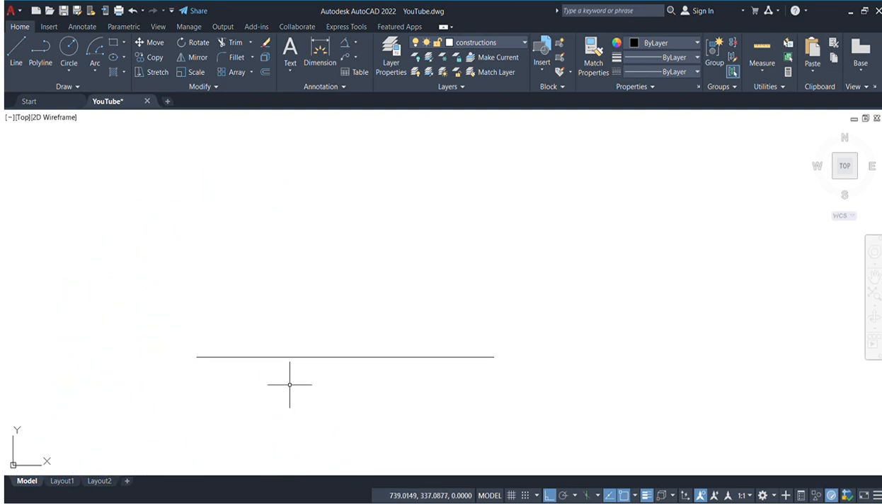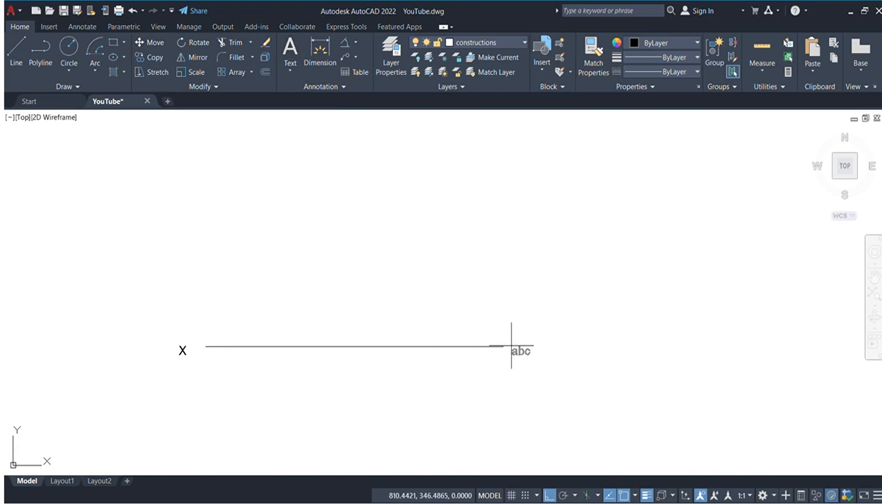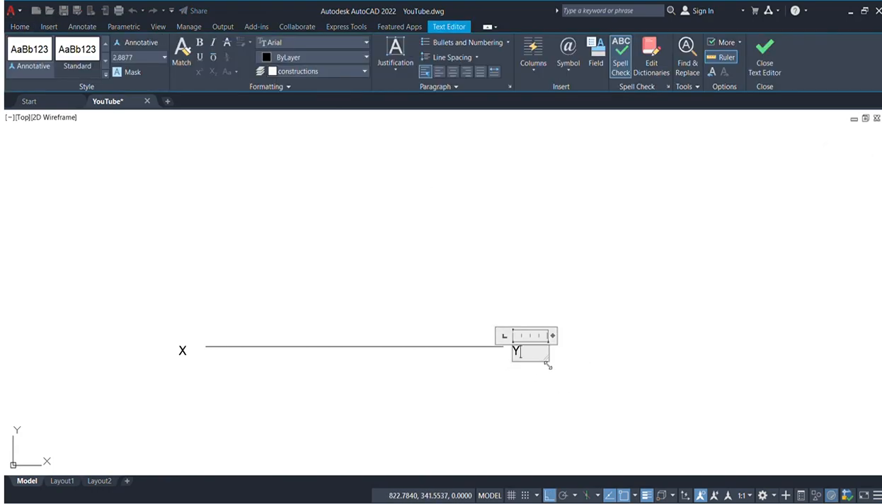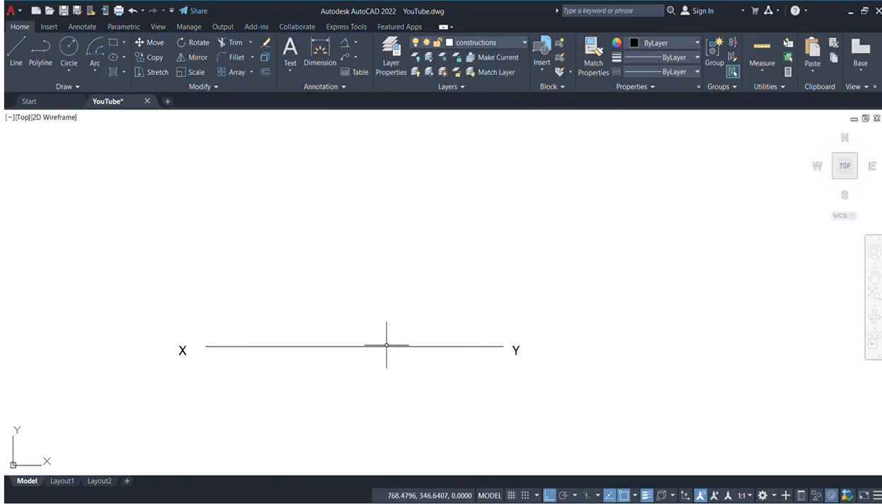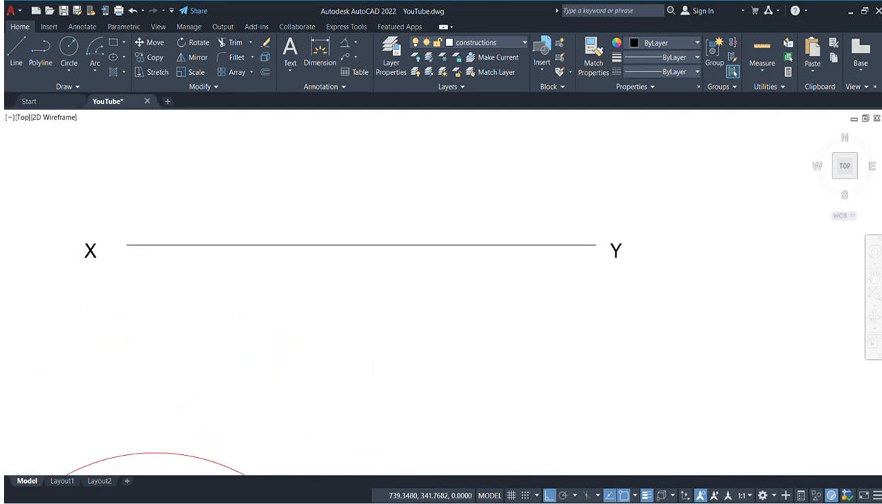So the first thing, draw line XY, so this point X to Y, so that's line XY equivalent to the perimeter you are given or you are asked to draw. So in this case our line XY is 100 because you are told the perimeter is 100 millimeters, so our line XY is 100 millimeters.